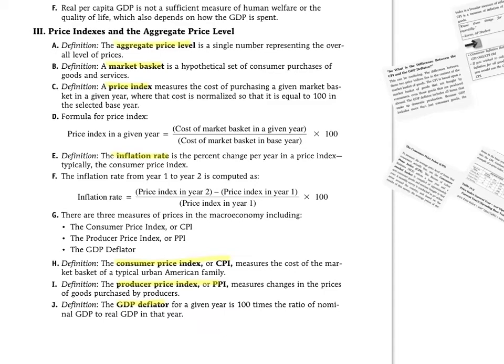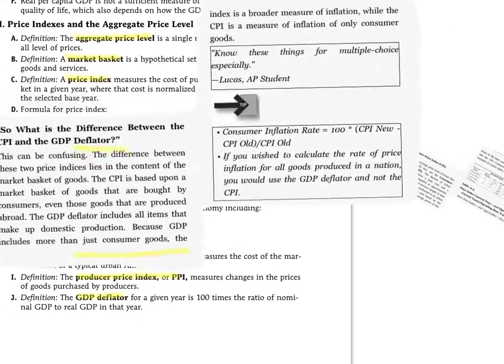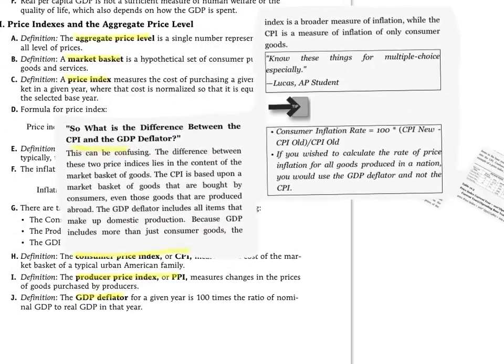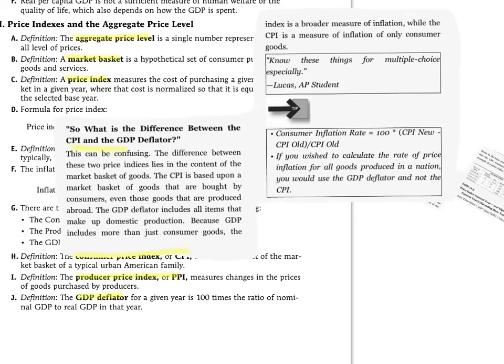So let's look here at the first example. This is something that we can look at here and be able to tell what the difference is between the CPI and the GDP deflator. And you'll see here that the GDP deflator includes all items that make up domestic production. So it's more than just the consumer goods. And kind of a nice little way to see it differently, or look at the formula again for calculating the CPI, and you'll see it's the rate of price inflation for all goods produced in a nation if you would use the GDP deflator, not that one.